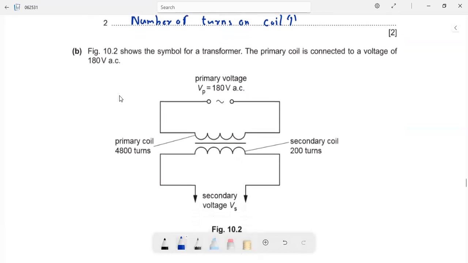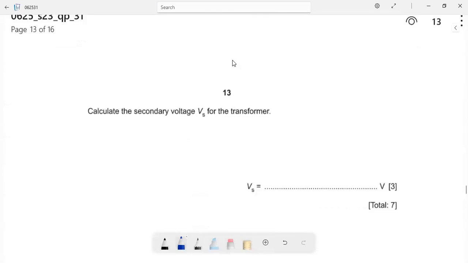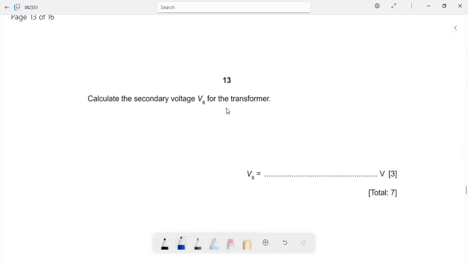Figure 10.2 shows the symbol of a transformer. The primary coil is connected to a voltage of 180 volt AC. The turns are also given: 4800 turns in the primary, 200 turns in the secondary. The input voltage is 180 volt AC. Calculate the secondary voltage Vs for the transformer.